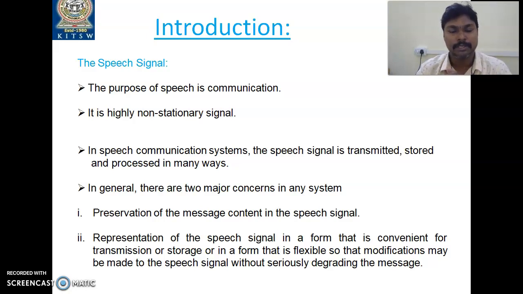The first important concern is preservation of the message content in the speech signal. That is very important. In the speech signal, what is the message that is available? That we need to preserve first. And the second important thing is representation of the speech signal in a form which is convenient for transmission or storage, or in any form that is flexible so that modifications may be made to the speech signal without seriously degrading the message. These are the two important major concerns we look into when designing any system for a speech signal.